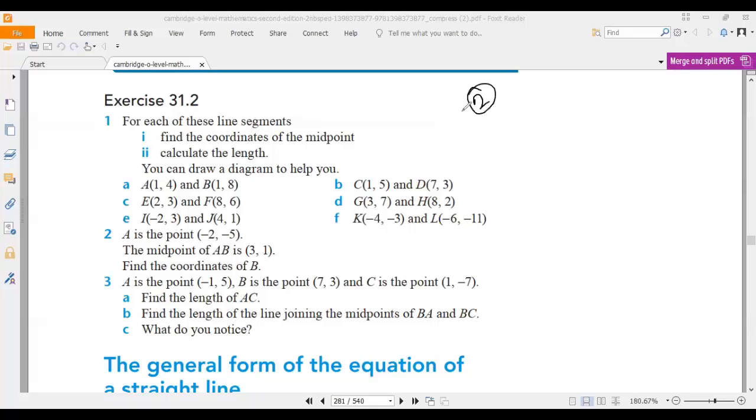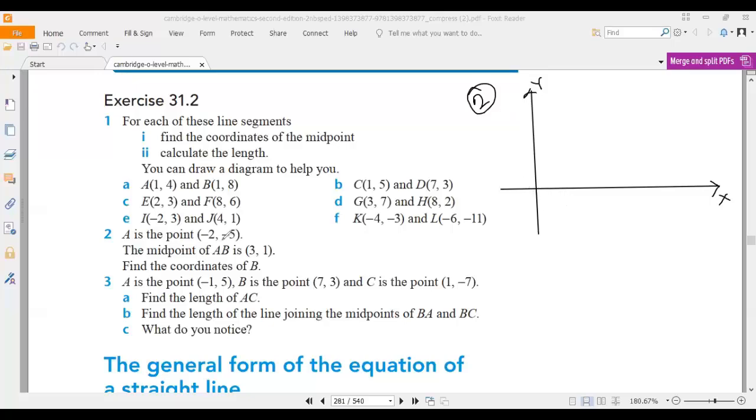Number 2 says A is the point minus 2, minus 5. The midpoint of AB is 3, 1. Find the coordinates of B. It will be better if we draw the figure. Then you will understand the question properly. Look, this is the x-axis, this is the y-axis. Here is the point minus 2, minus 5.